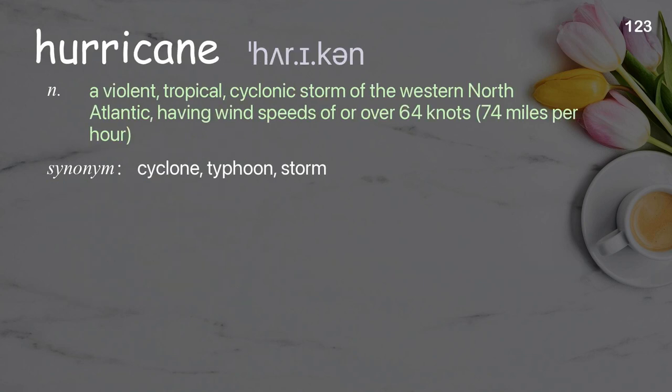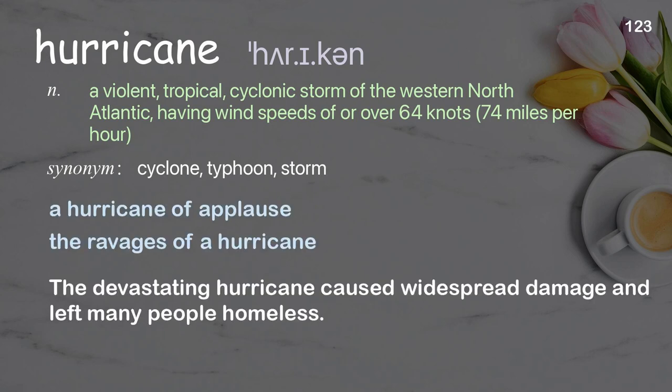Hurricane. A violent, tropical, cyclonic storm of the western North Atlantic, having wind speeds of or over 64 knots, 74 miles per hour. Examples: a hurricane of applause, the ravages of a hurricane. The devastating hurricane caused widespread damage and left many people homeless.